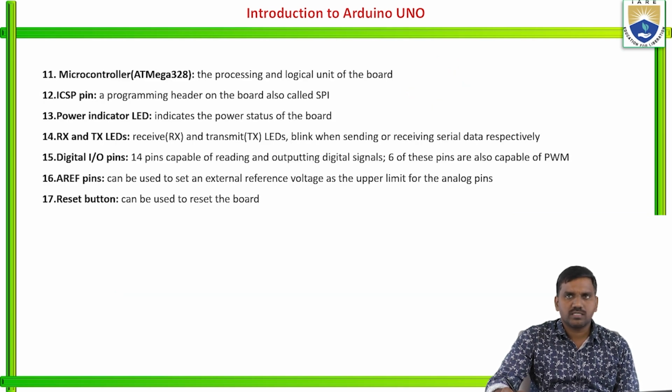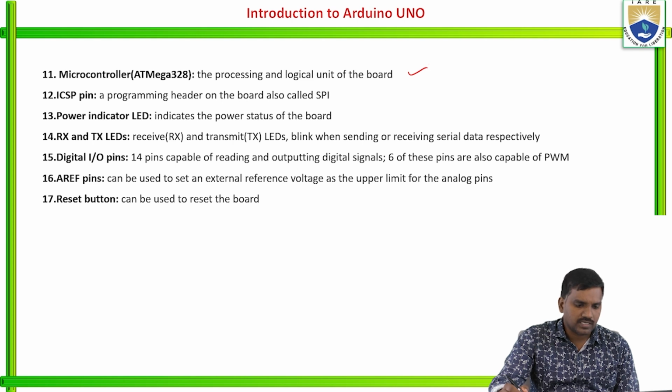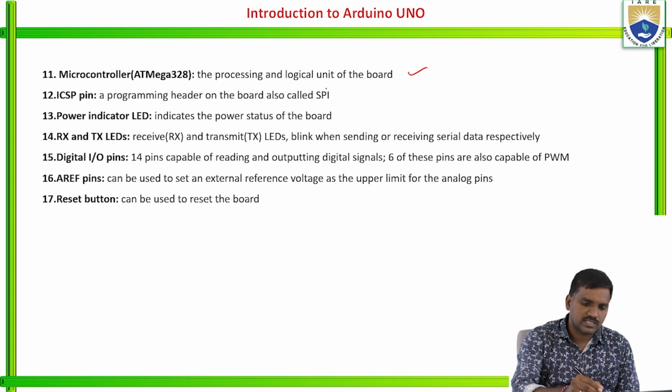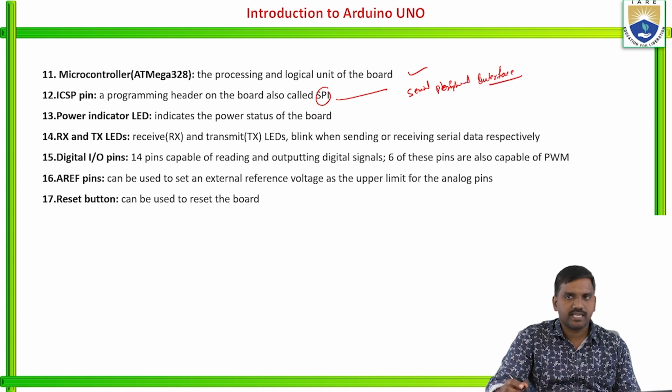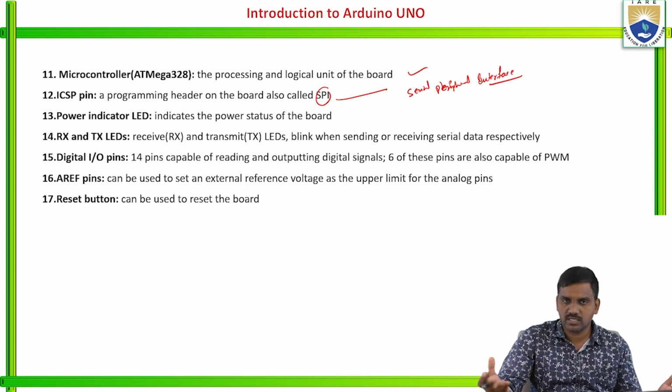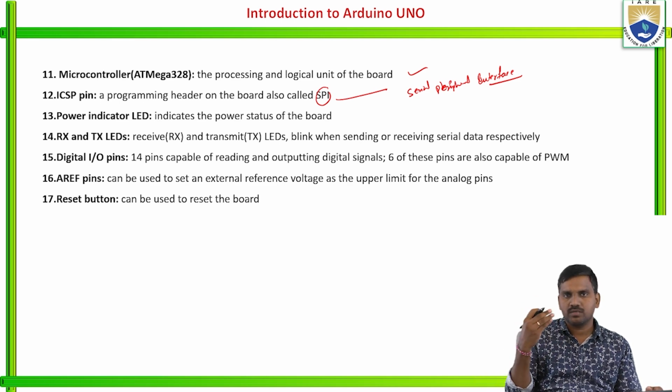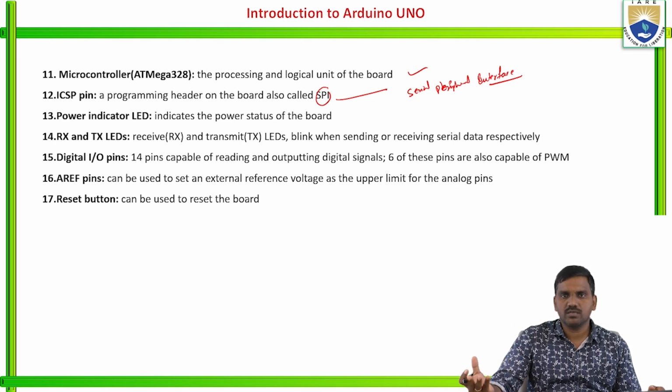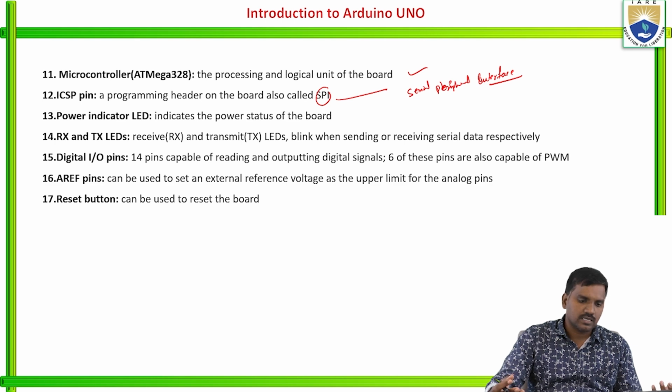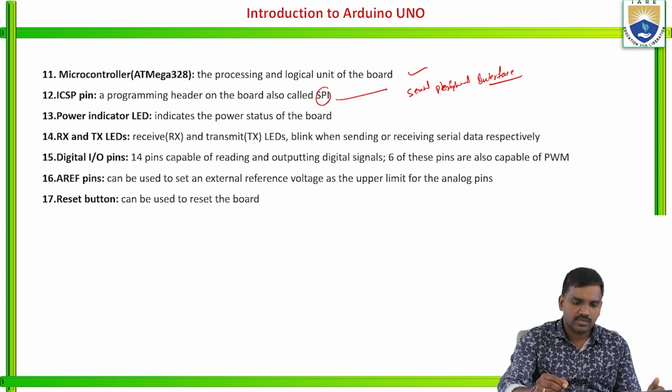The remaining parts: the microcontroller, ATmega328, is the processing and logical unit of the board. The ICSP is a programming header, and the board also has SPI, Serial Peripheral Interface pins. The power indicator LED indicates the power status of the board. When you switch on the power, the LED lights up on the board. The receive and transmit LEDs blink when sending and receiving information. And the digital input output pins are 14 pins capable of reading and outputting digital signals.